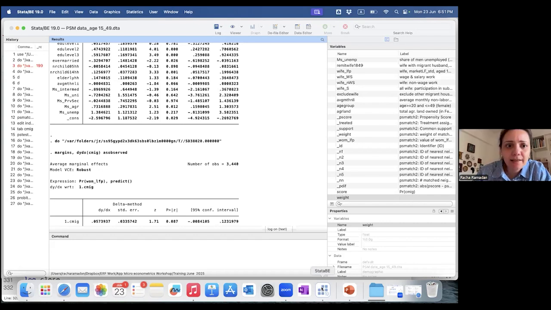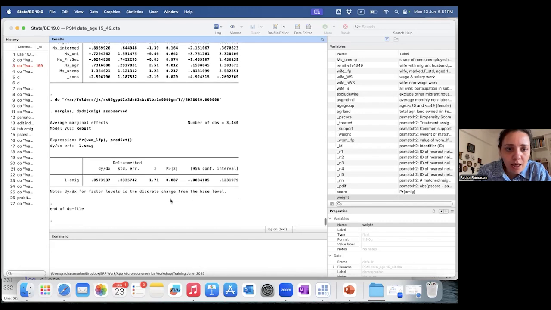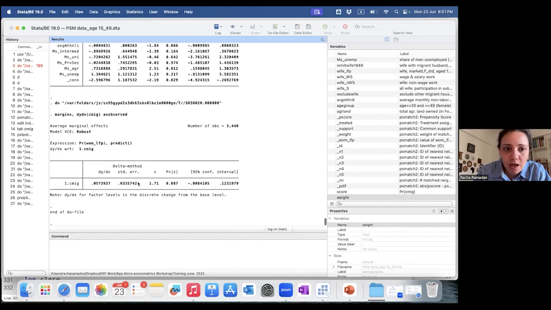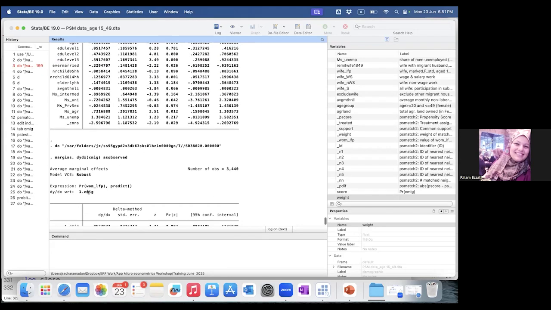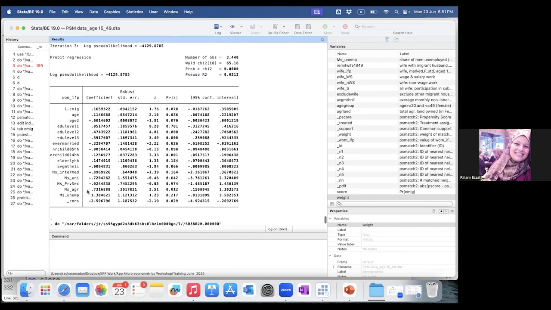Riham, I didn't get your question. So here I am just producing the margins for just the variable of current migration, but you can do it for the table before this one. Yes, for this one we have the effect of different variables on women's labor force. We did not get this table before when we estimated just the ATT.